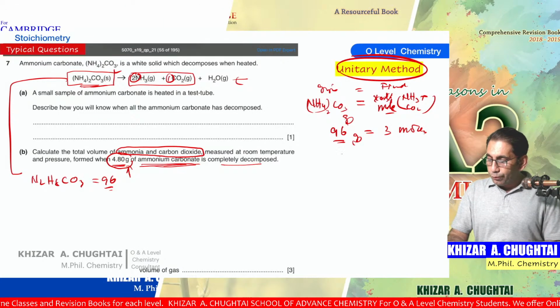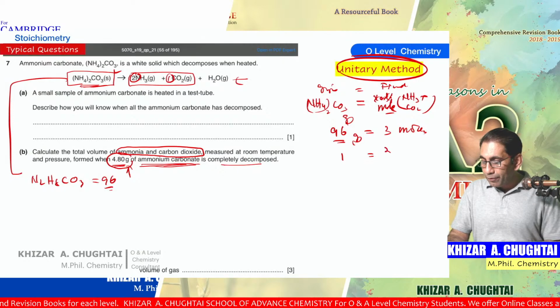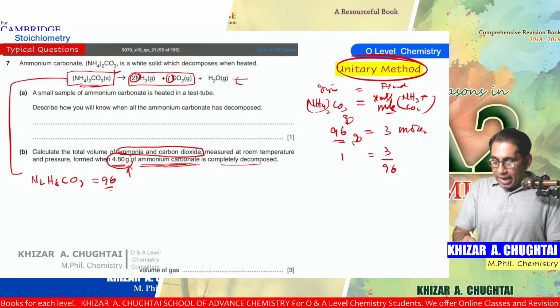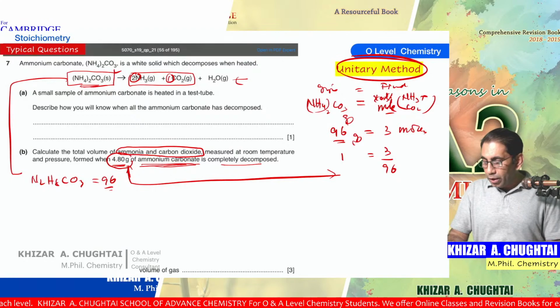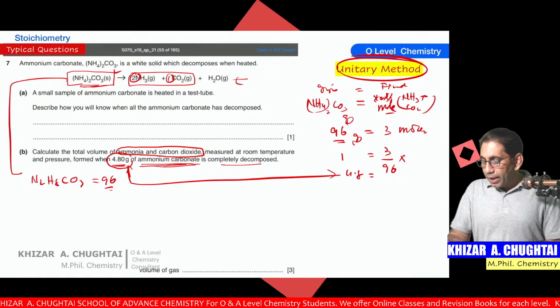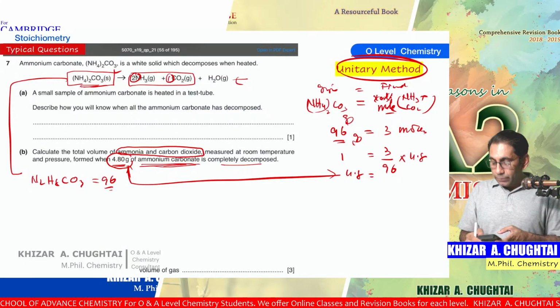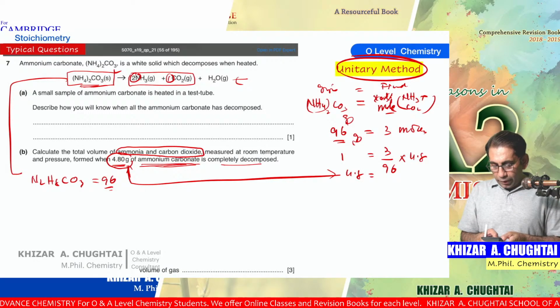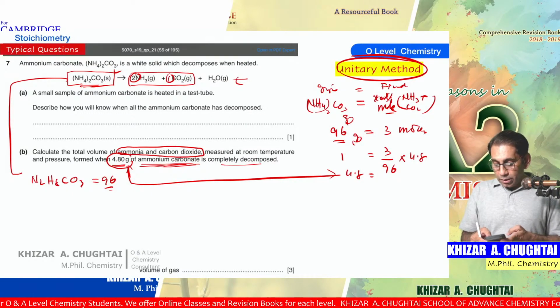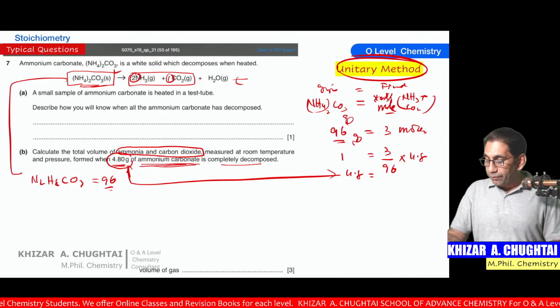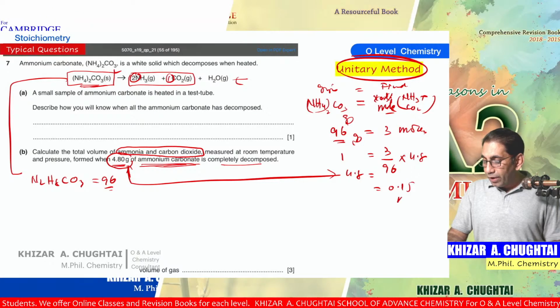When you are going to use 1 gram, it will be equal to 3 over 96. And finally we are using 4.8 gram, so I'm going to multiply by 4.8. So 3 multiplied by 4.8 and divided by 96. The answer is 0.15. 0.15 moles of all these gases.